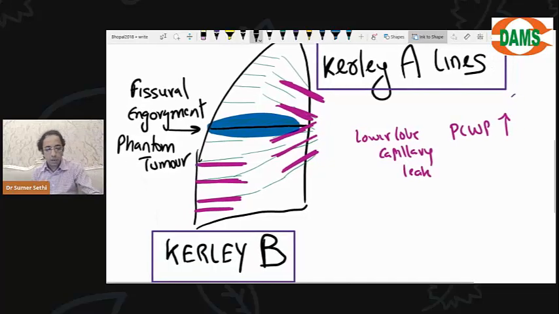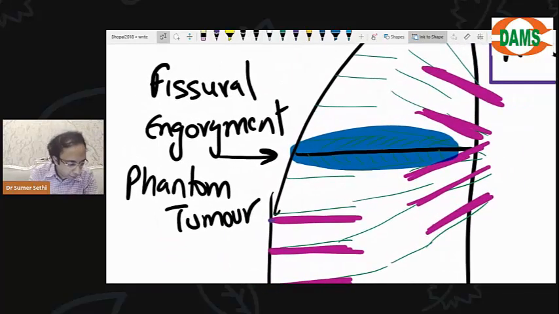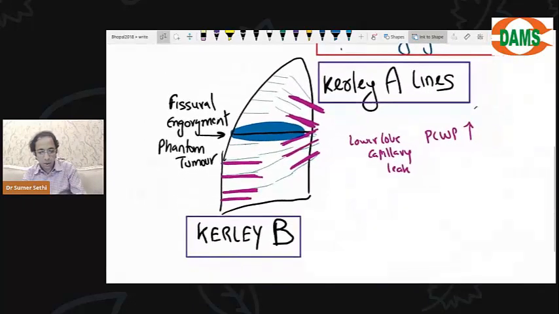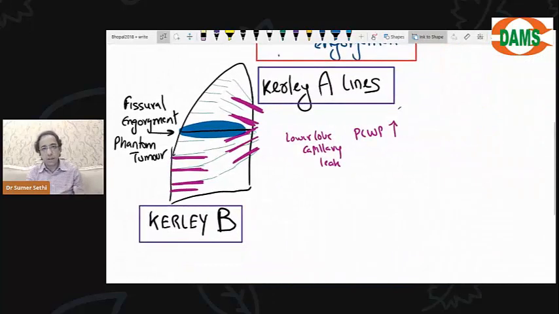Everybody clear? Have you ever heard of this before? Phantom tumor. Okay, is that understanding clear? So in the exam they will say phantom tumor is seen in heart failure. It is engorgement of the fissural lymphatics in heart failure. Okay, very good.